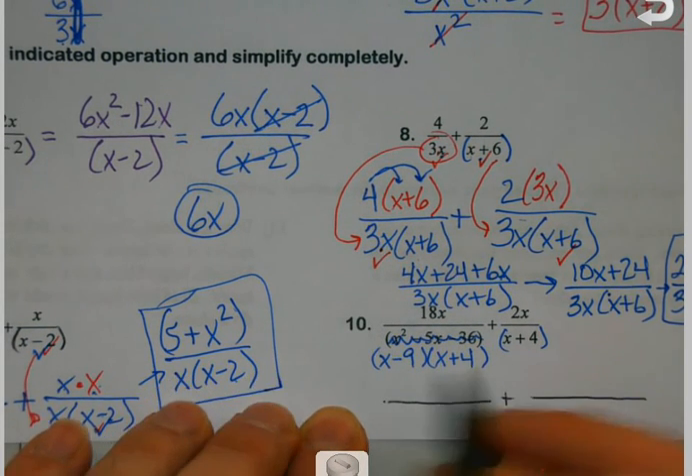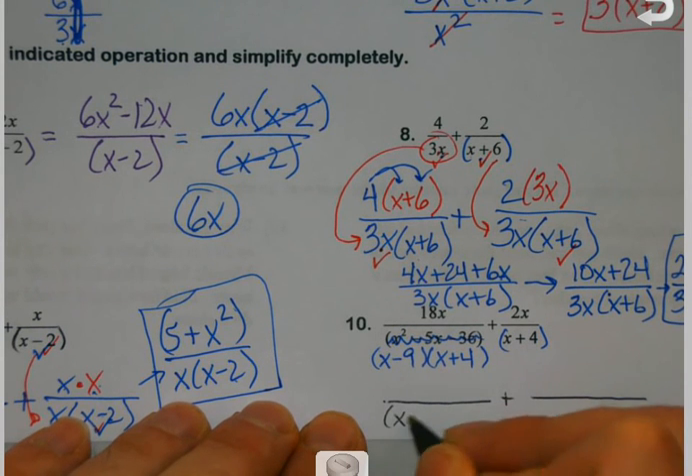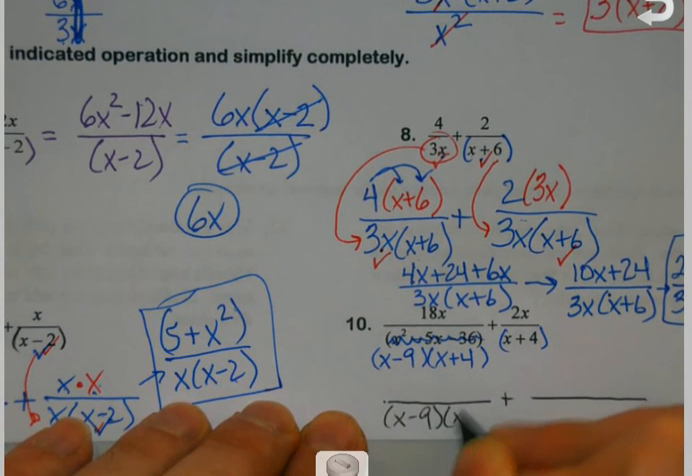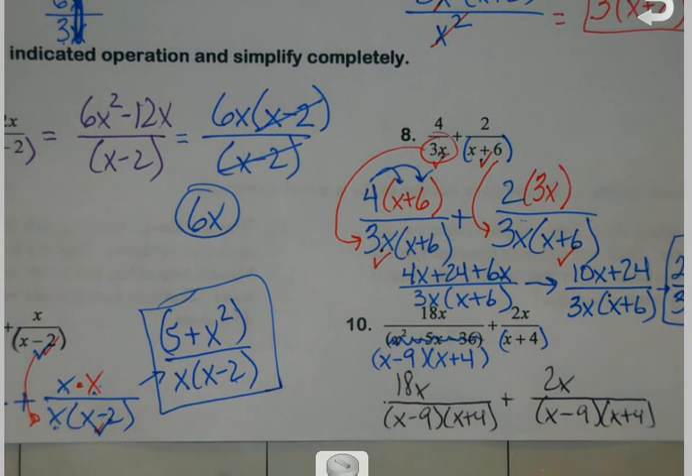So I look and I'm like, well, I don't have anything outside of parentheses anymore. Okay. So my LCD ends up being the x minus 9 and the x plus 4, because those are the different quantities, the different sets of parentheses that I see. So I get that set.